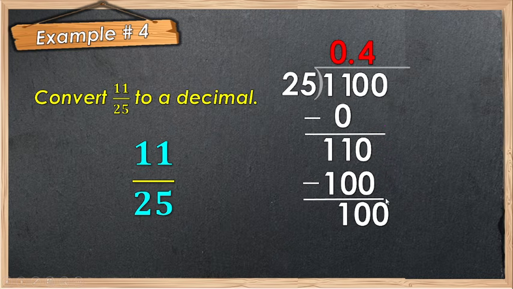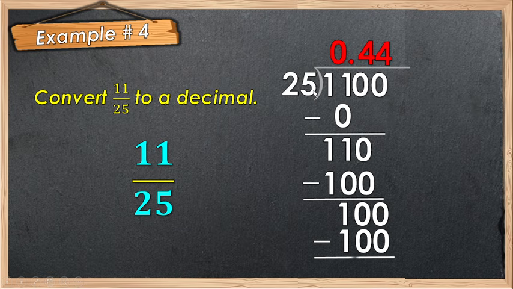Then 100 divided by 25. How many 25 in 100? We have 4 again. So therefore, the answer is 0.44 or 44 hundredths. So the equivalent value of 11 over 25 is 44 hundredths.